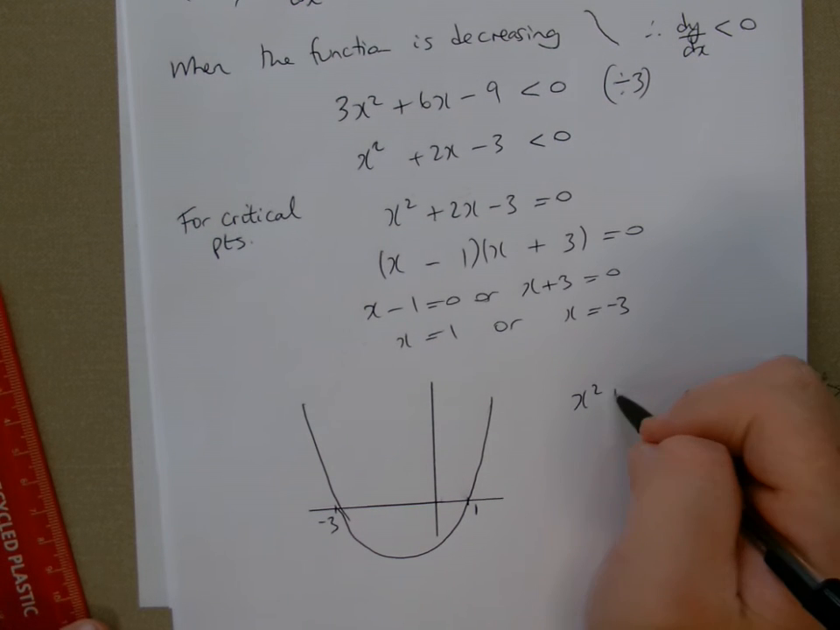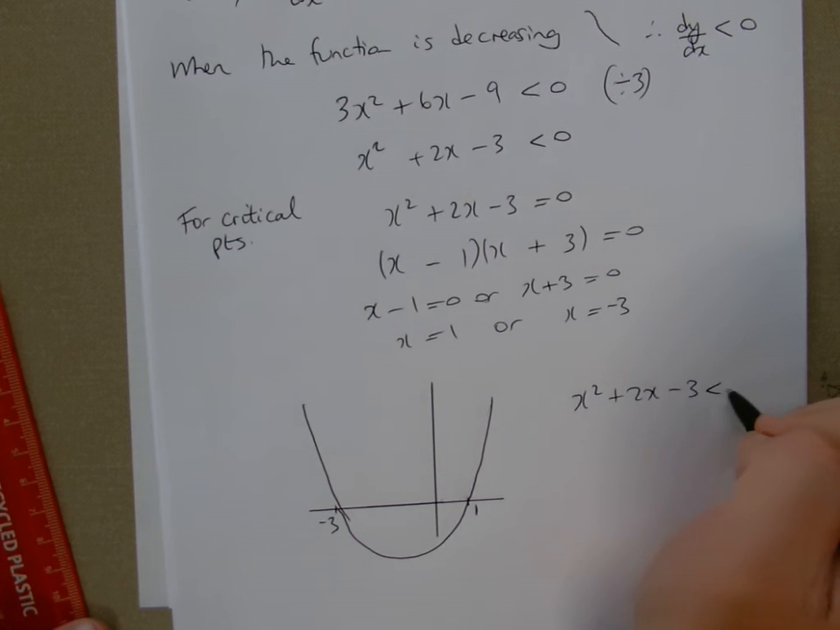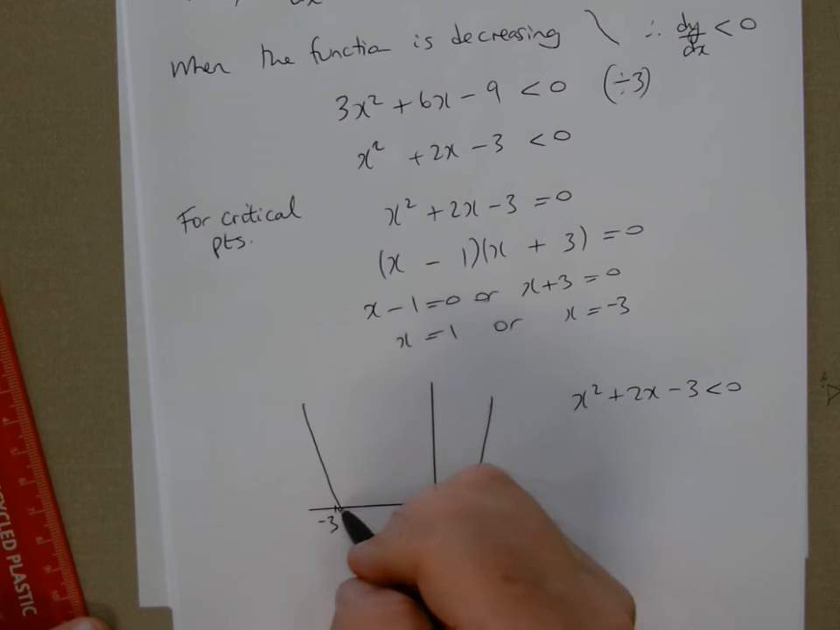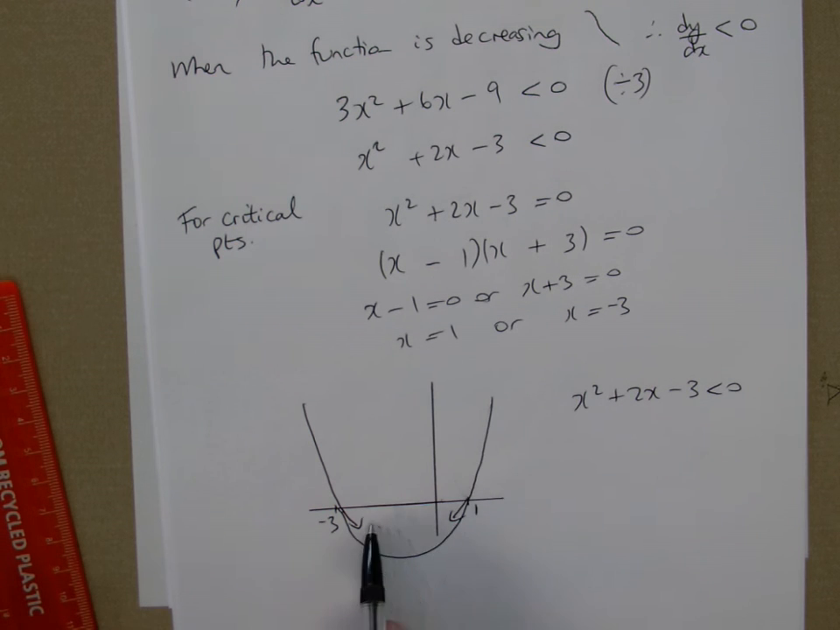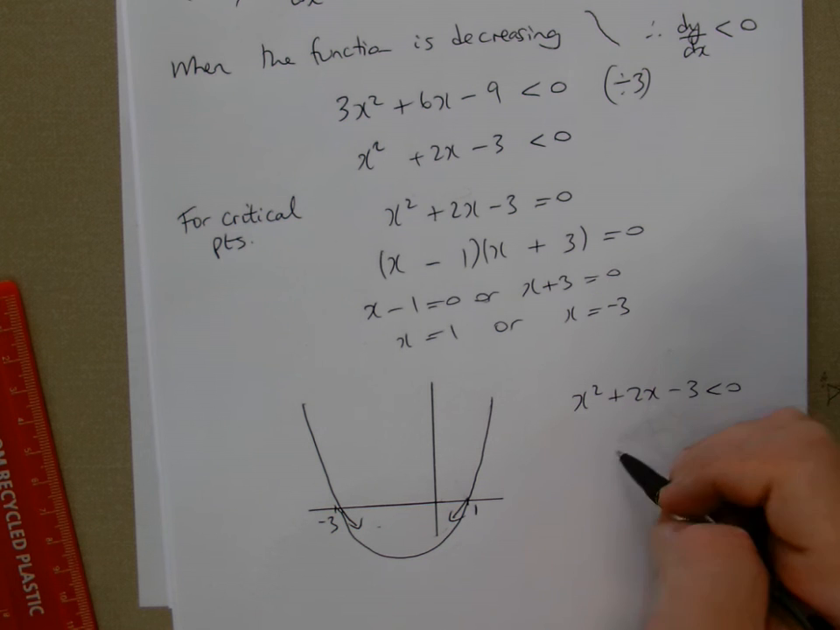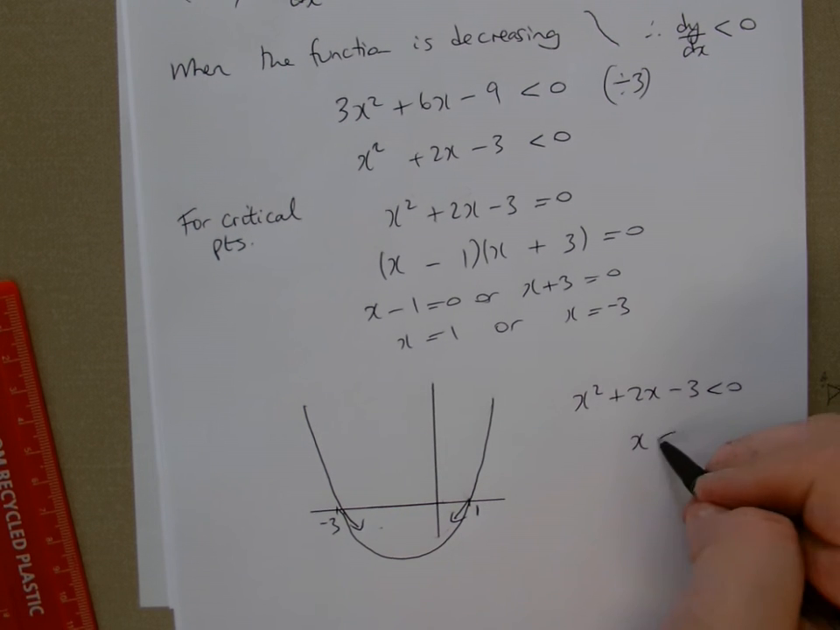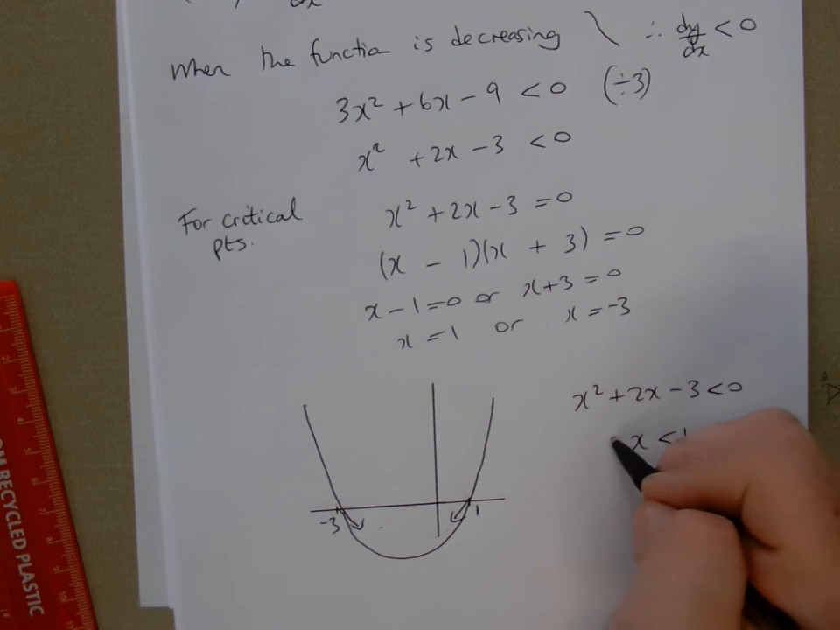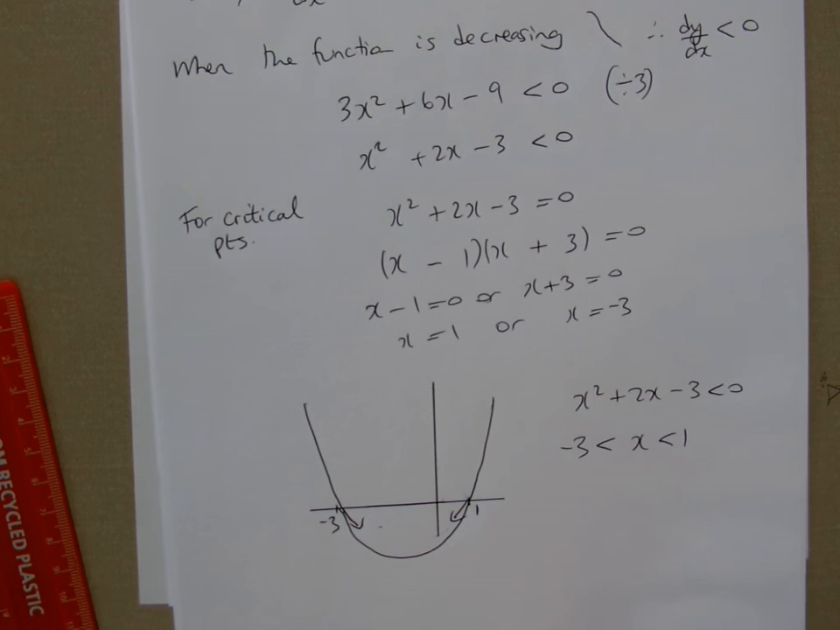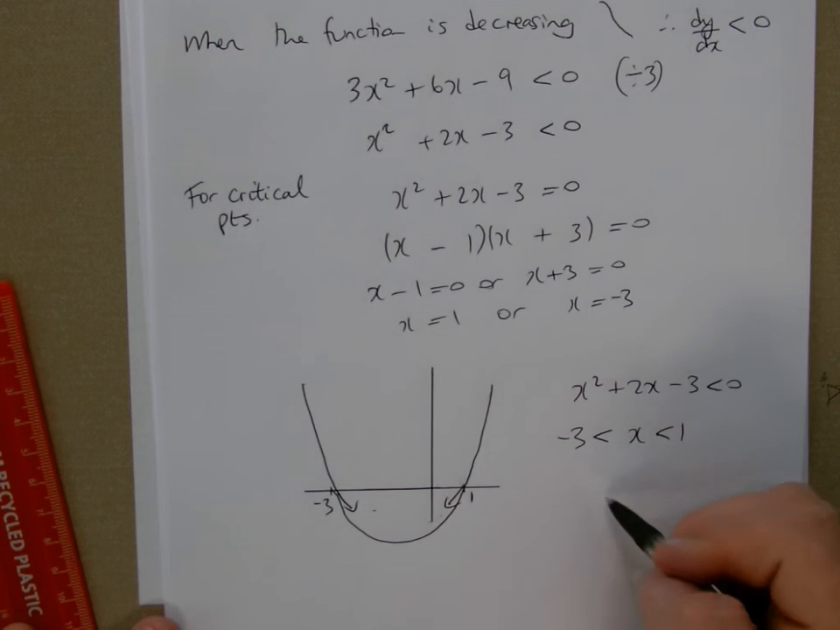For when then the gradient is negative, it's between these values, isn't it? Here. Okay, gradient is negative where this curve is less than 0. In other words, it's between minus 3 and 1. So x has got to be less than 1 and greater than minus 3. Okay, so that's when the gradient is negative. So that's when the graph itself is sloping downwards like this, between minus 3 and 1.